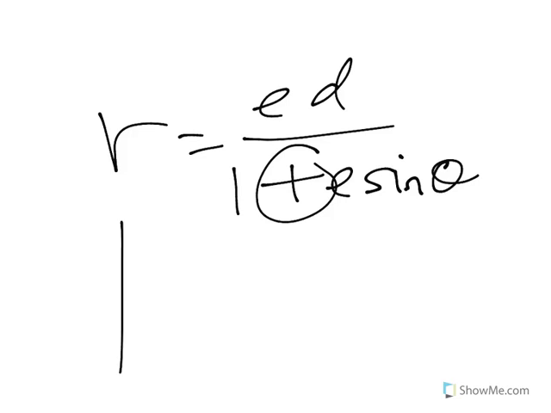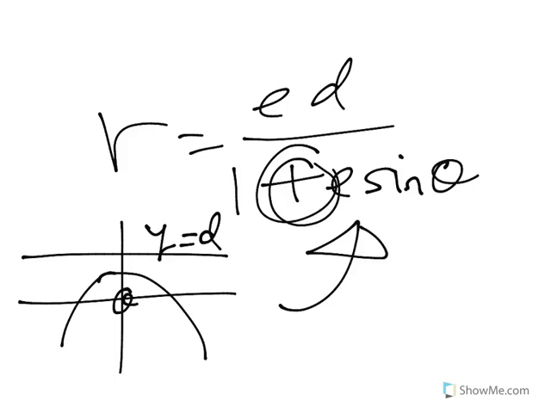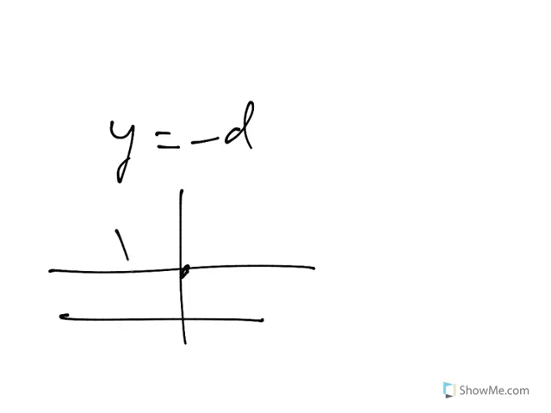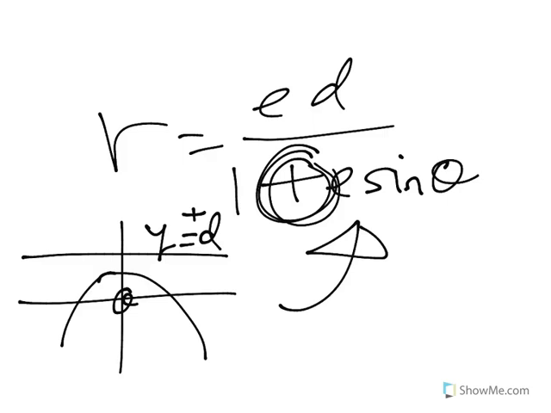So we have a new case here. This is the case where y equals d is the directrix. Here's our conic, and it's going to have a plus here. One way to remember that is that y equals positive d has a plus there, whereas if it was y equals negative d, we have ed over 1 minus e sine theta. Okay, so now we have 2 cases.